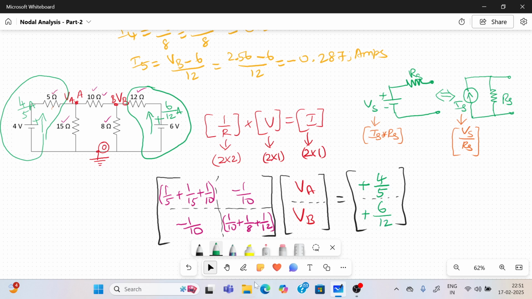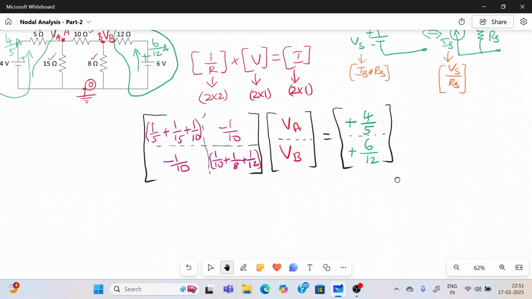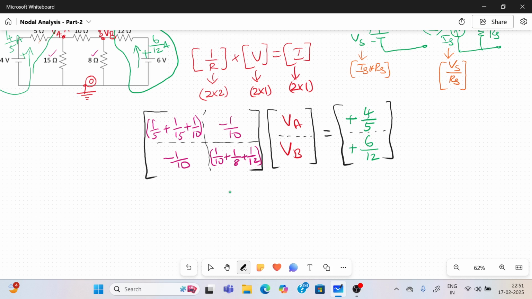Now we can substitute in the matrix. You have to find VA and VB. You can use the matrix method, or Cramer's rule, or the equation method, anything. I will solve by the equation method. These are the coefficients of A, these are the coefficients of B, and these are the coefficients of C: A1, B1, C1, A2, B2, C2.